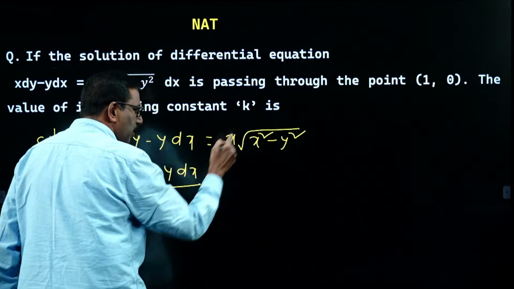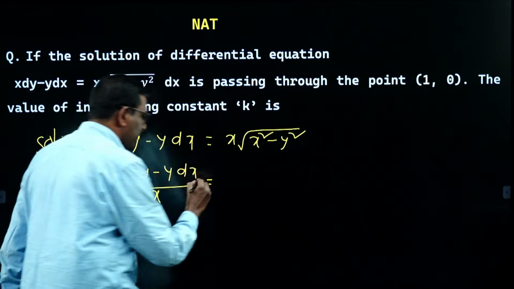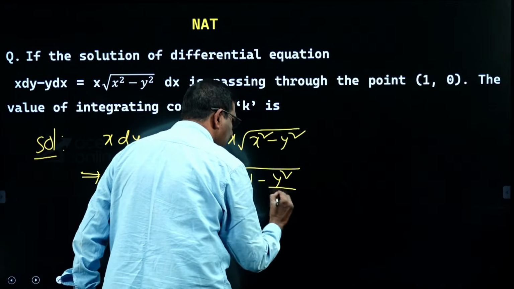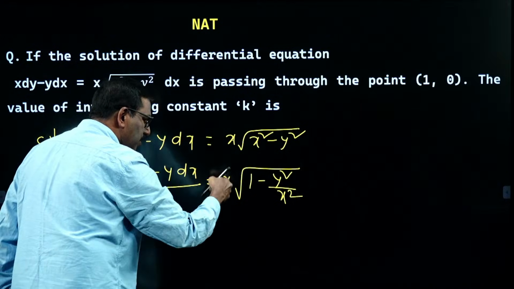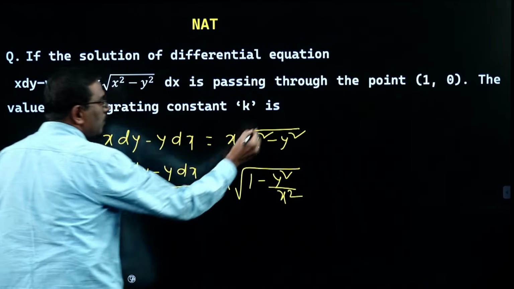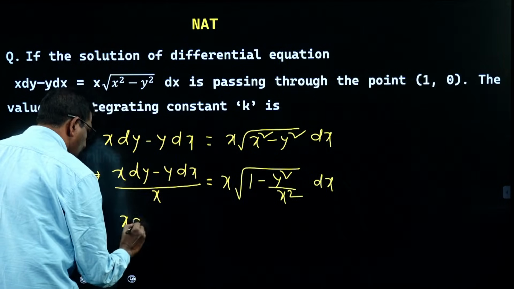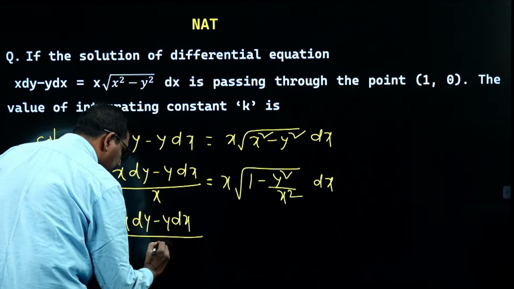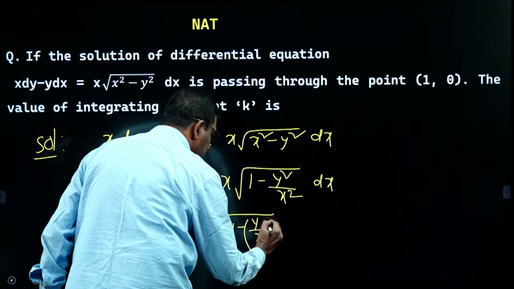Inside the square root you can take x square common. If you take x square common, it will come out as x. So that is x into root over 1 minus y square by x square. Don't confuse, this x was already written here; from this, if I take x square common, it comes out as x. Next step, dx I have to write. Now x dy minus y dx, that x also you write this side, that is x into x square, root over 1 minus y by x whole square dx.